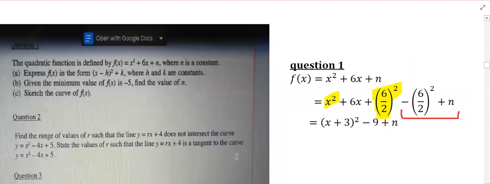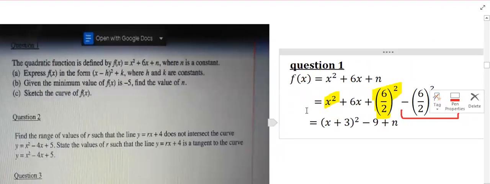So you see here, they say, express it in the form. This is the form, x minus h, so x plus 3. So h actually is negative 3. K is negative 9 plus n. Okay, negative 9 plus n.